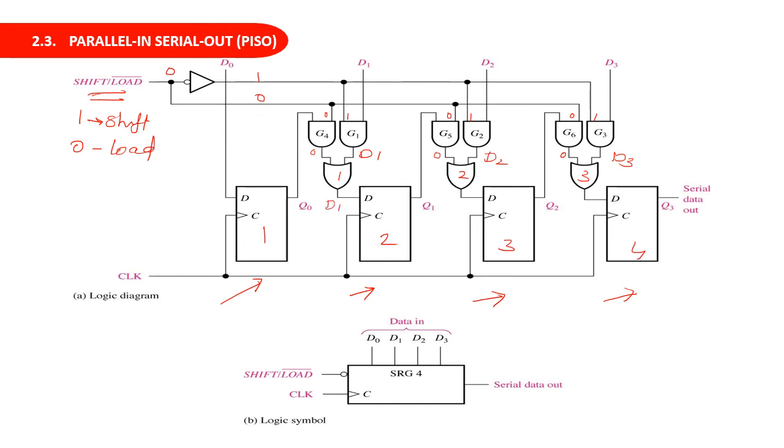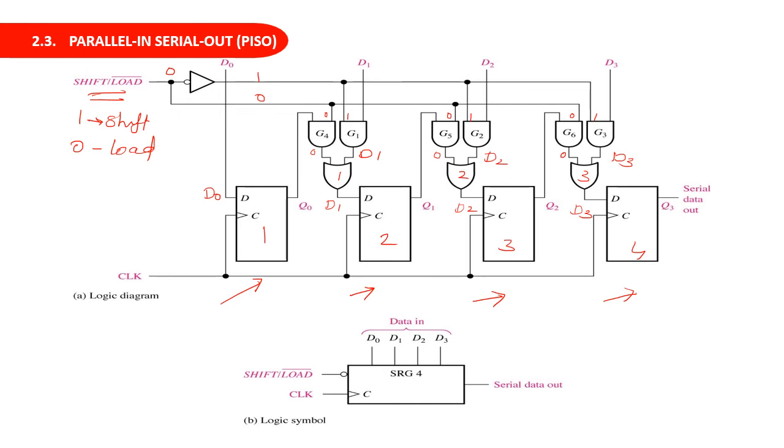Then for the second OR gate it will be D2, and for the third OR gate it will be D3. And for the first flip-flop it is D0. So now you can see that when the shift load pin is made 0, all flip-flops will be driven by the data input. The first flip-flop gets D0, the second flip-flop gets D1, the third flip-flop gets D2, and the fourth flip-flop gets D3.